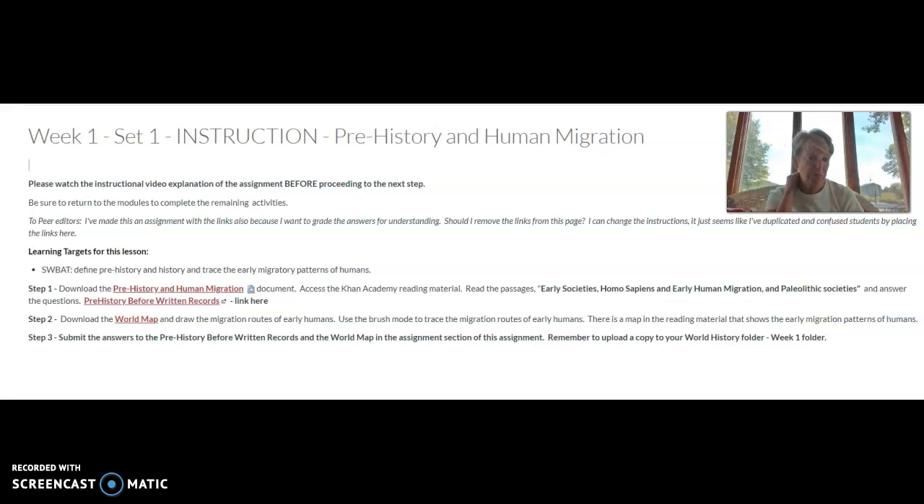After you finish reading and answering the questions, you will submit your assignment directly into Canvas. And then I would remind you to upload a copy into your World History folder, Week 1, calling this Prehistory and Human Migration and World Migration Map.